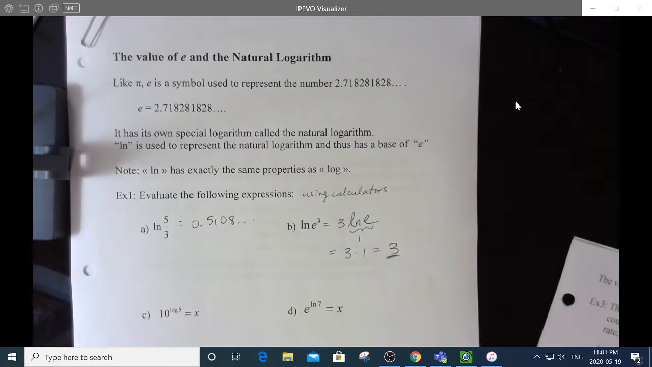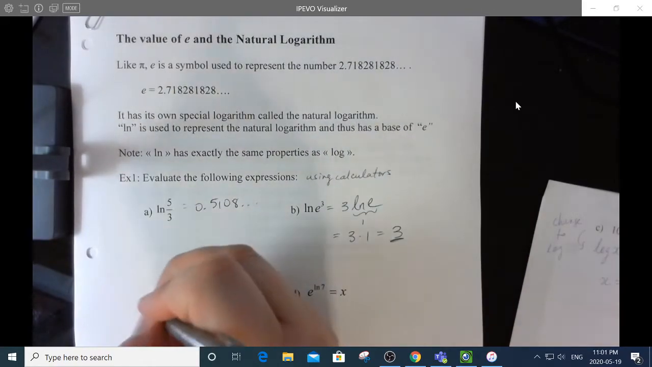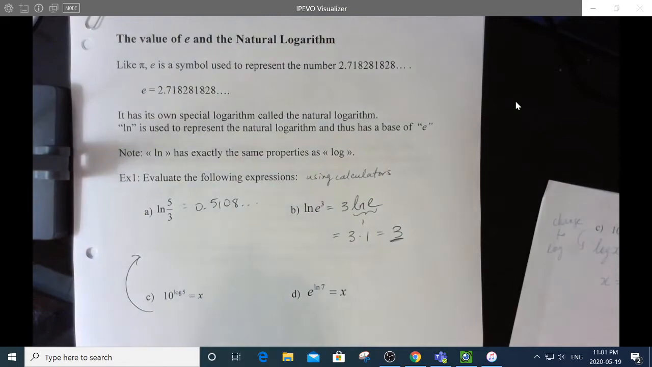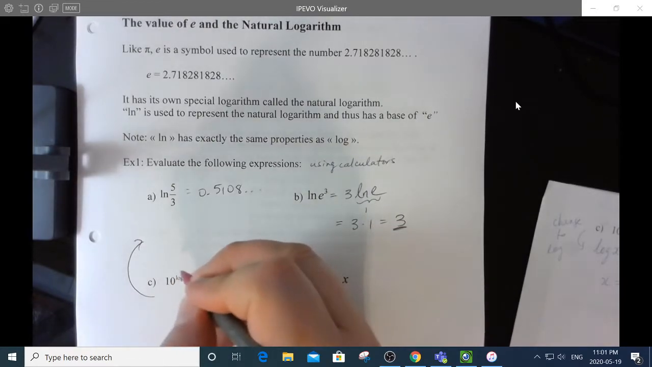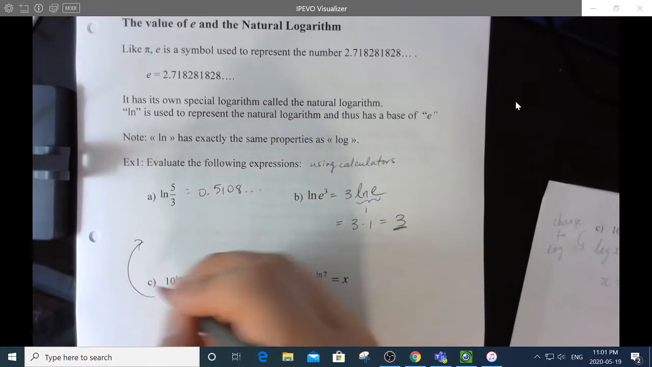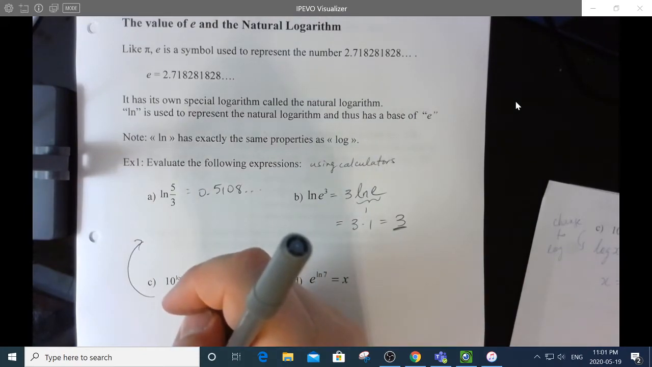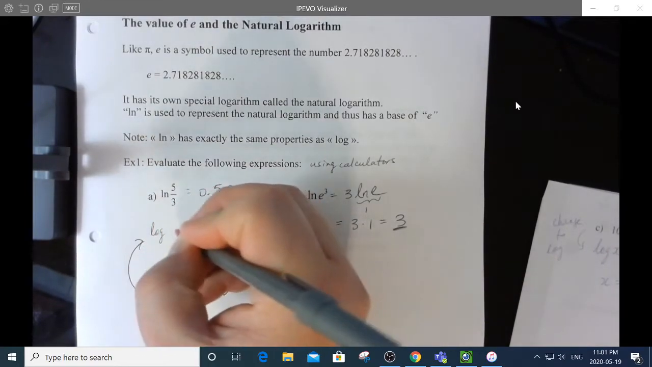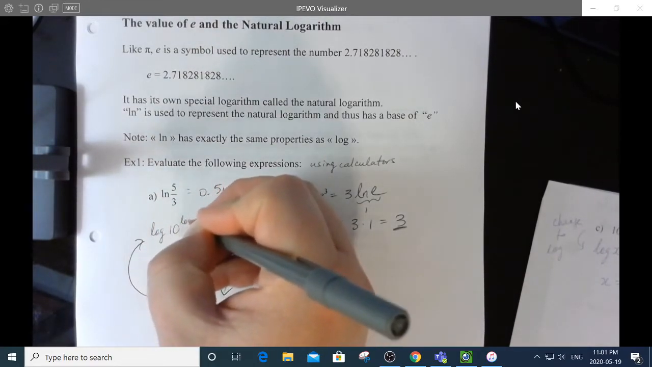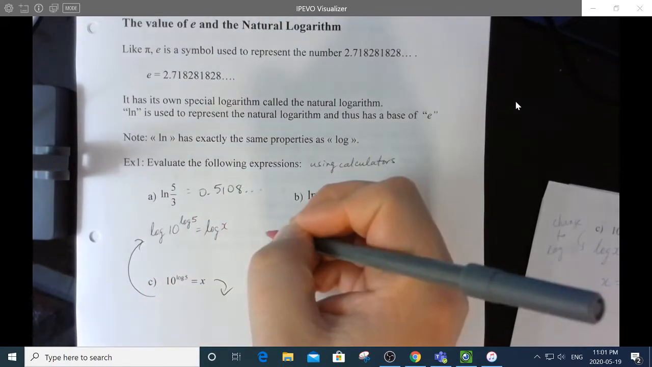Let's try the next one. Actually, this one here took so little space that I think I'm going to use this space for C. I'm going to do it 2 different ways. I'll do it one way and then another. Okay, so first of all, I can rewrite this whole thing by taking the log of both sides of the equation. I'm going to take this as the log of 10 to the power of log 5 is equal to the log of x.